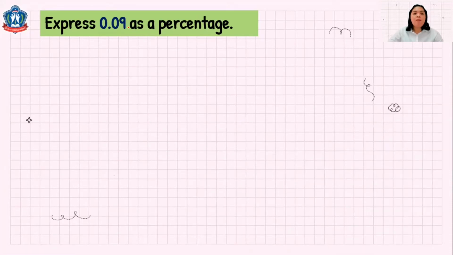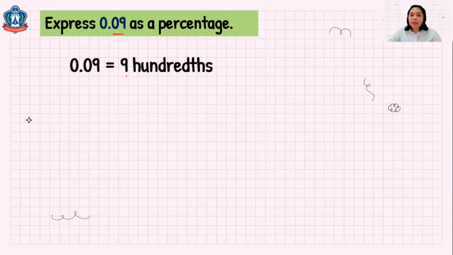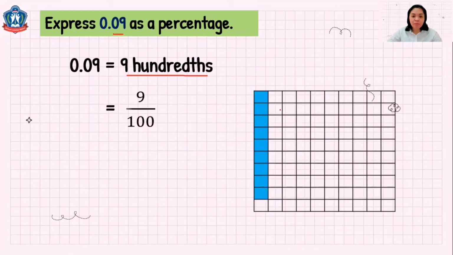Okay. How about we express 0.09 as percentage? Remember, it has 2 decimal places, so automatically, the denominator is already 100. 0.09 is 9/100, like this. So we can change it right away into percentage, and that is 9%. Okay, so 9 out of 100. So that is 9%. 9% is different from 90%.